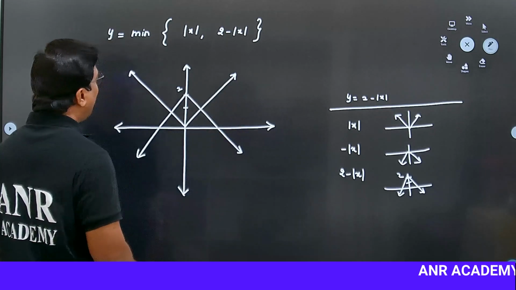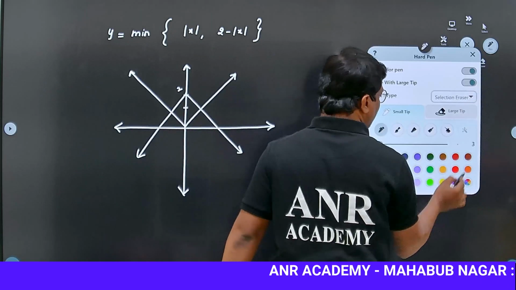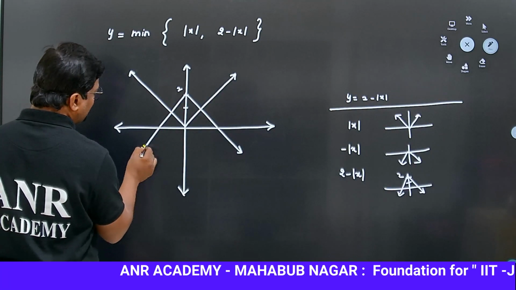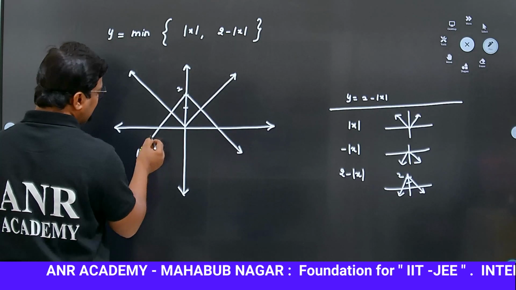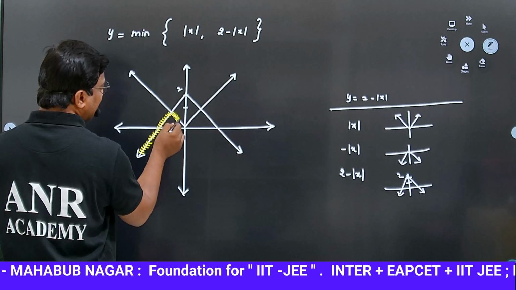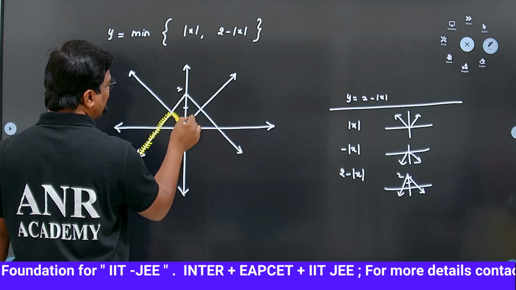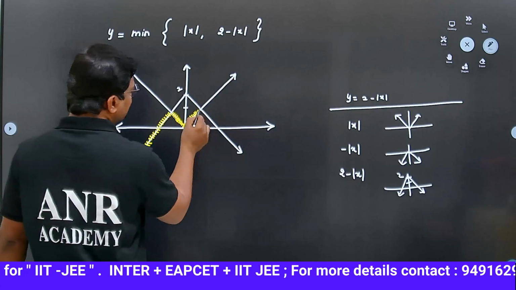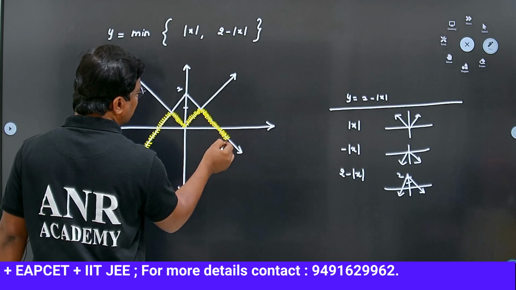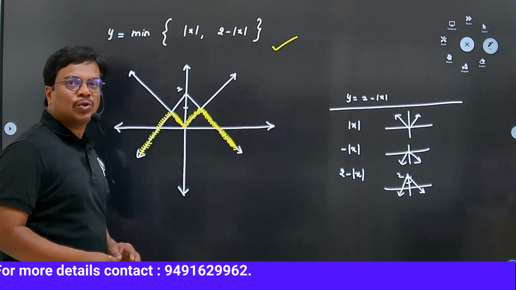This is the graph, and here the requirement is the minimum of these two. This is the portion, only the minimum portion. No other graph is less than this. Up to here it is minima. Next this one has minima, no other graph is less than this. And here this is the minima. Next, compared to these two, this one has minima. So this is the graph of y equal to minimum of mod x comma 2 minus mod x.